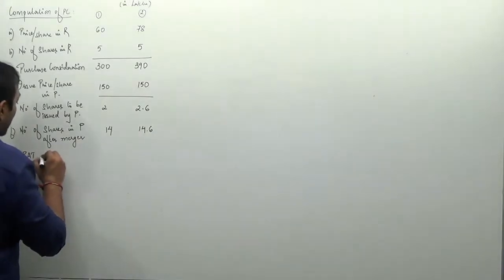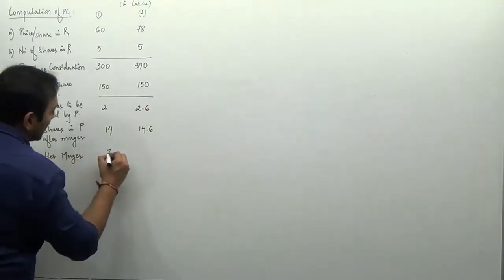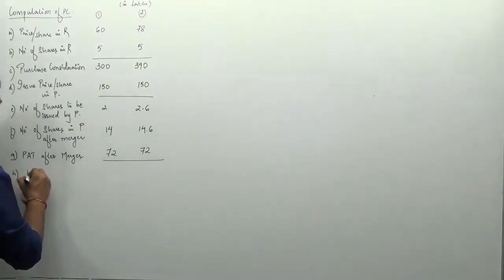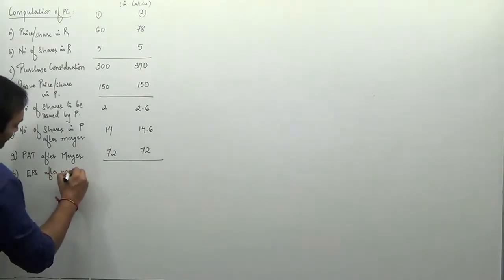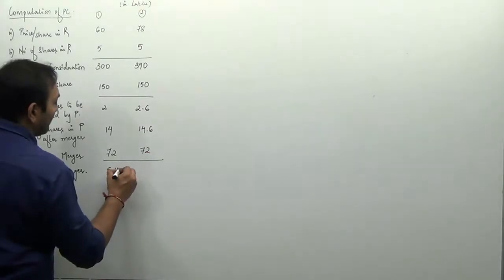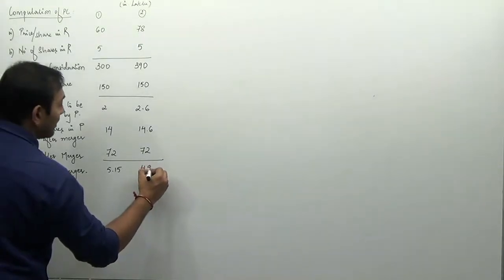Profits after tax after merger. He said there will not be any increase. It is just an addition of both. They get 72 lakhs profit. What is the impact on EPS? Then the EPS per share after merger. Post merger, profits after tax divided by number of shares, 72 divided by 14, 5.15. This is 5.15. 72 divided by 14.6, 4.93.